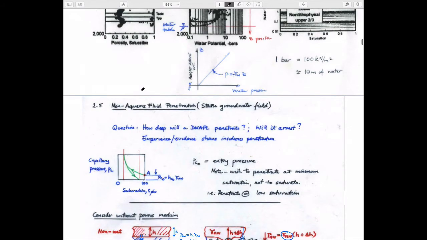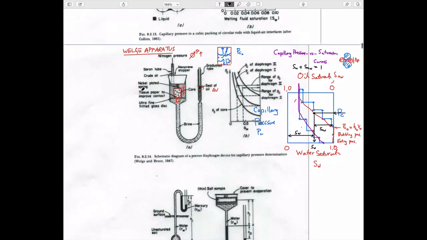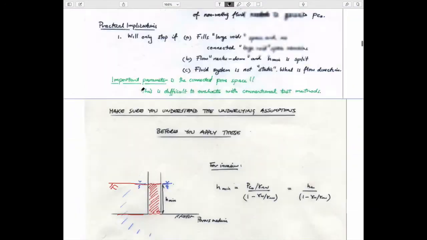I'm trying to think what else there is. Oh, there are a couple of things. So I think we talked about the apparatus last time. So that is it, I suppose.